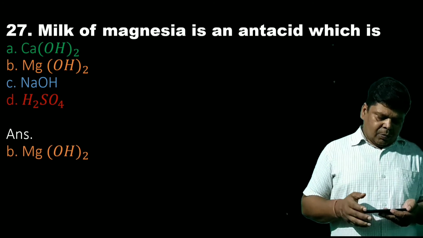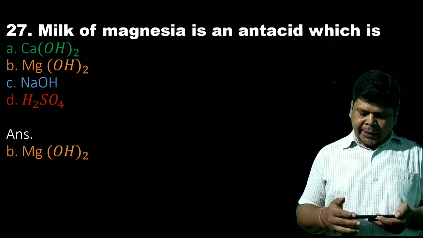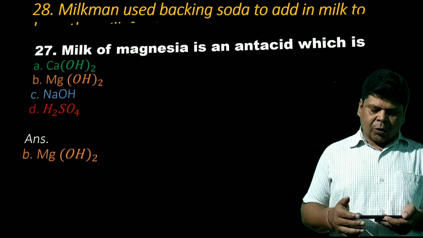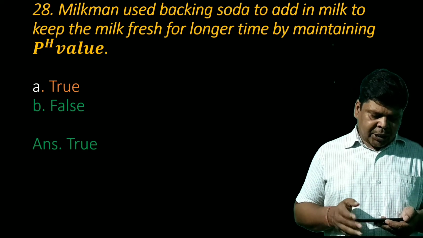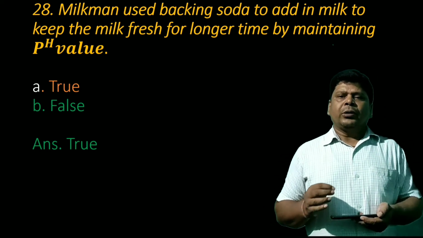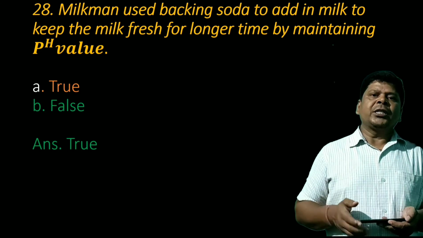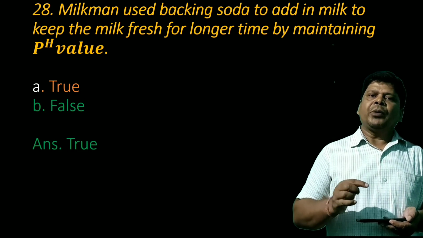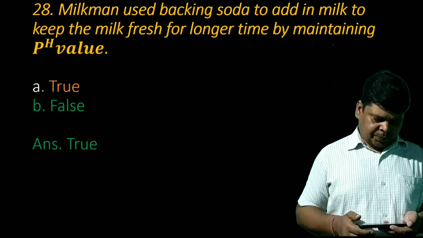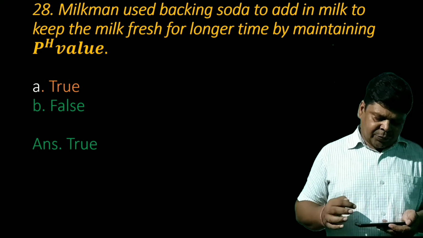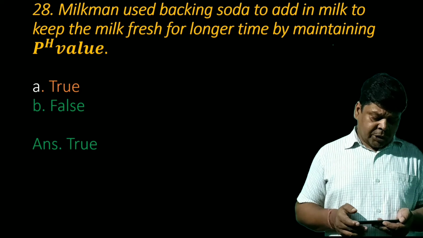Next one. Milkman used baking soda to add in milk to keep the milk fresh for a longer time by maintaining pH value. This is a correct statement because lactobacillus bacteria present in milk produce lactic acid and decrease the pH value, and that sets the milk into curd. So to maintain pH value, some mild base like baking soda is used in it. So this statement is true.